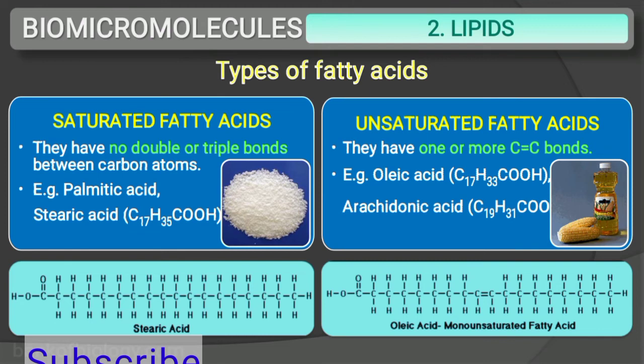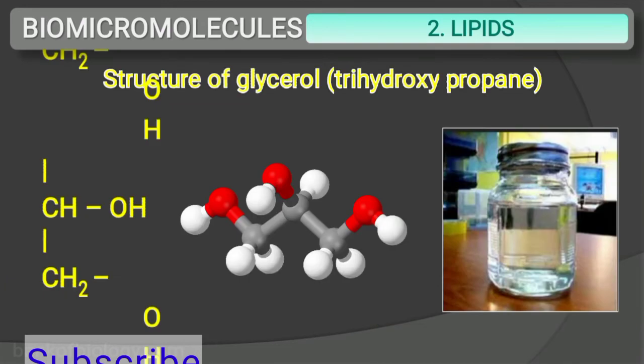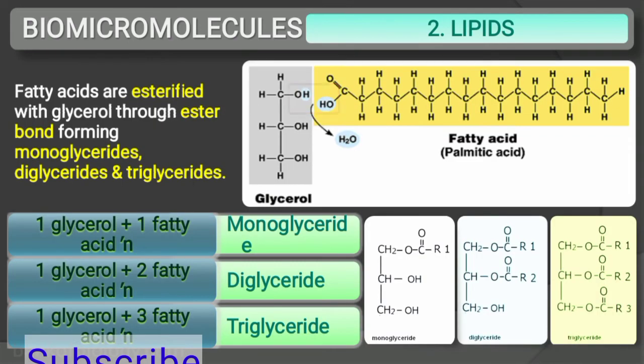If we talk about the structure of glycerol or trihydroxypropane, three carbons are attached with OH groups, hydroxyl groups. That is why it is called glycerol or trihydroxypropane. Fatty acids are esterified with glycerol through an ester bond, forming monoglycerides.